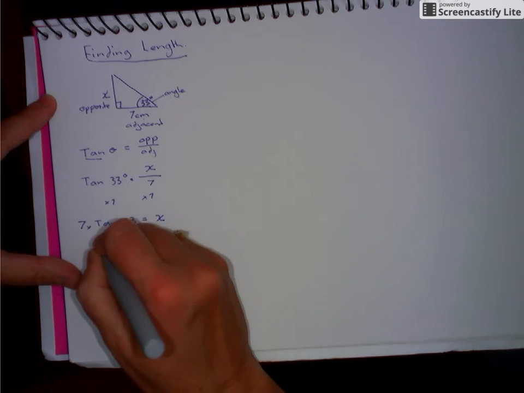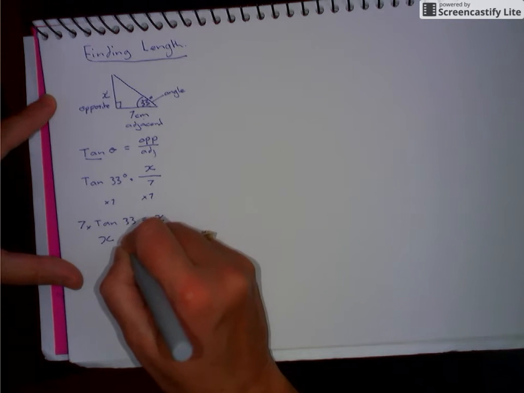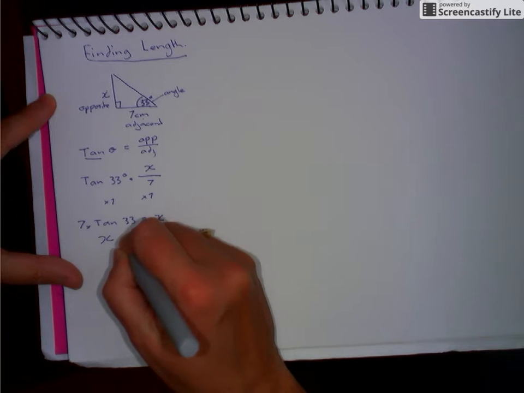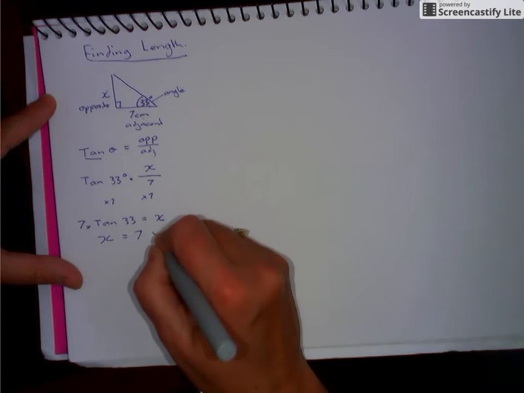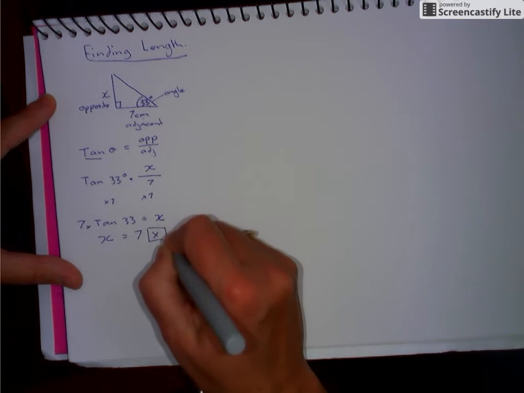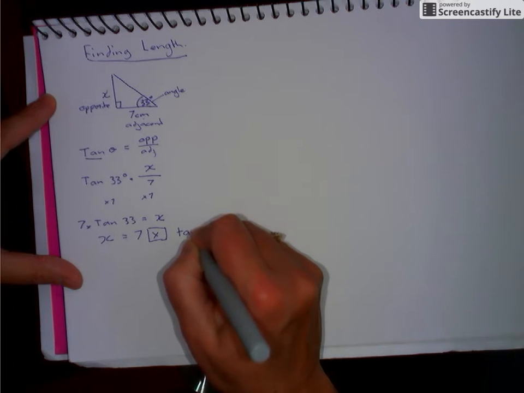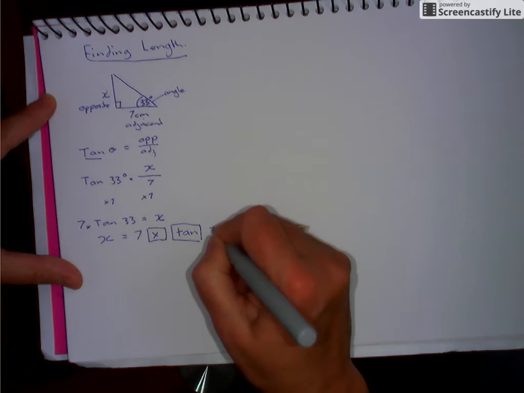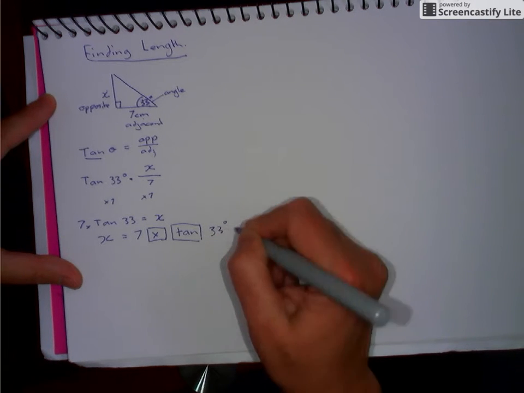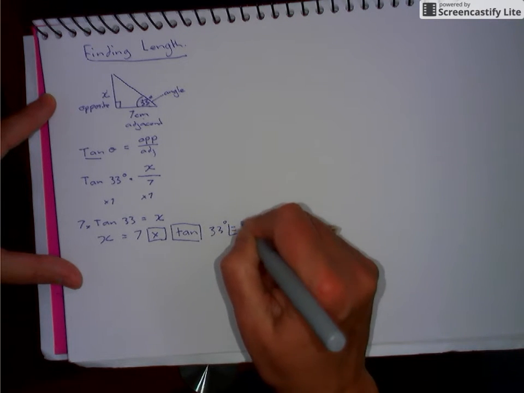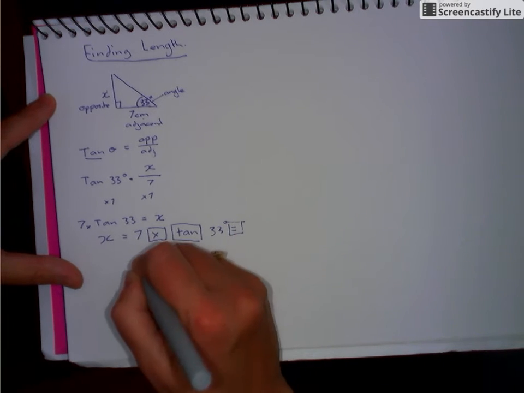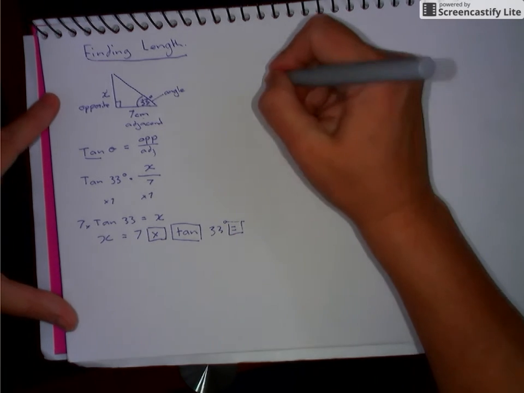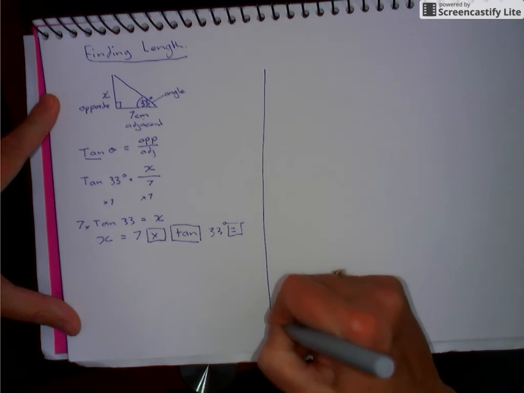And to find x on our calculator, we put in 7 and then we times tan, and then we put in our angle 33 degrees, and then we hit our equals button and we find our answer. I'm not going to find the answer. I will leave that to you.